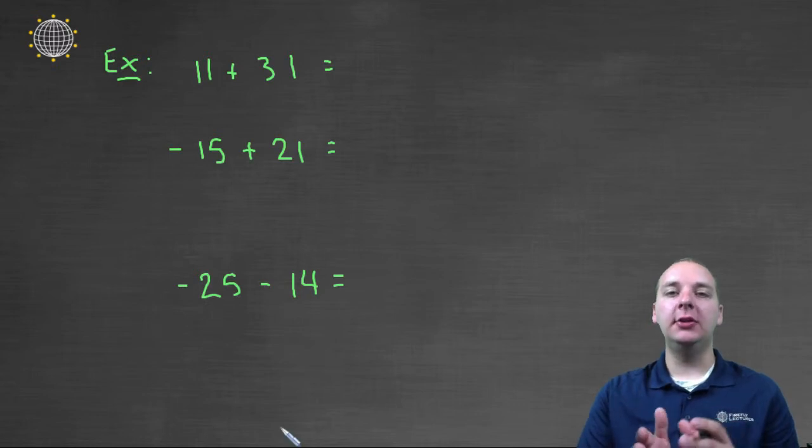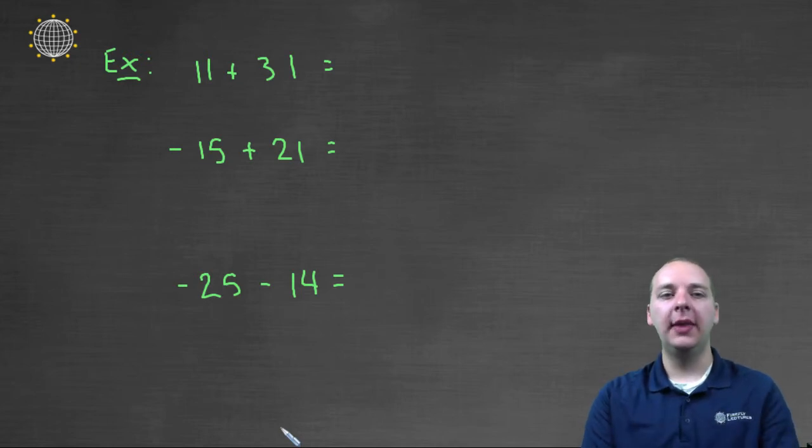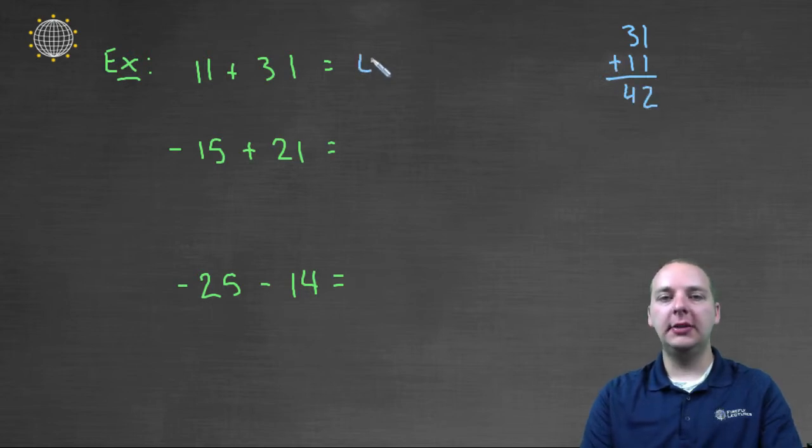I think I'll do these using the formal rules, but then when we're done, I'll just briefly talk about them in the money realm as well. So 11 plus 31, there's really nothing to it but to do it. So we have 31, we have 11. We add these, you would get 42. They're both positive, so your answer is 42.